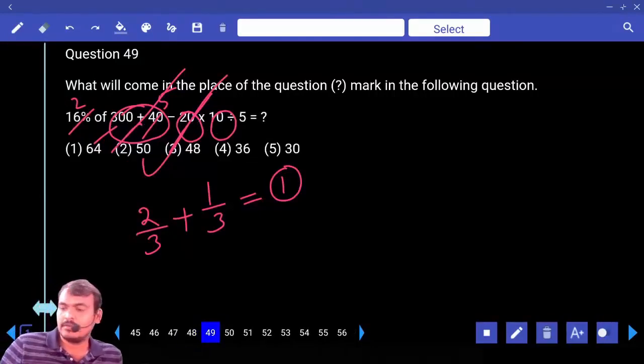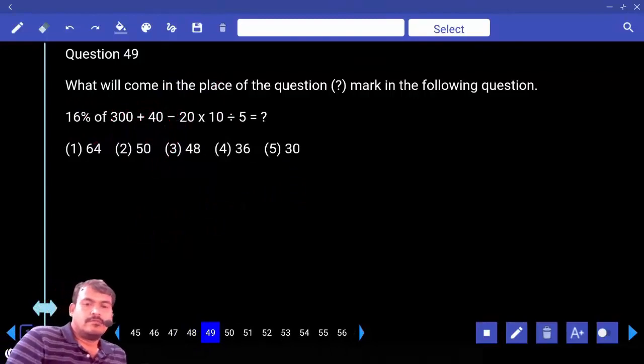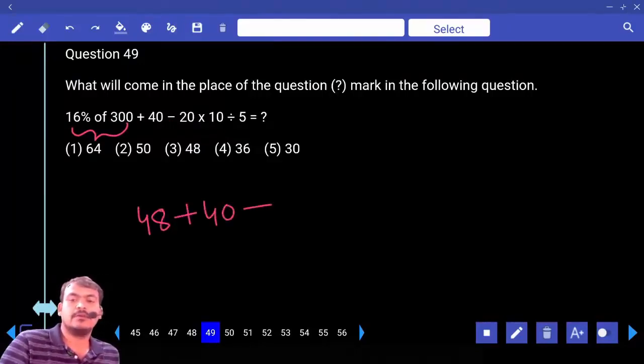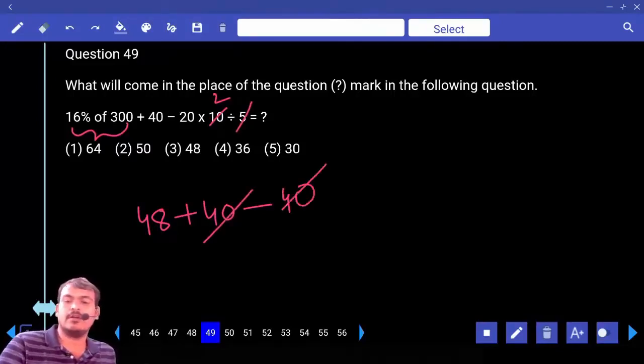Next, 49. First priority, 16% of which one? 300 means 48, plus 40 minus 5 how many times 10? 2 times, 20 into 2 is 40. 40 and 40 cancel, or not. What is the remaining value? 48.